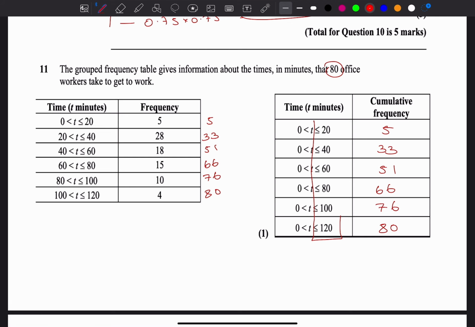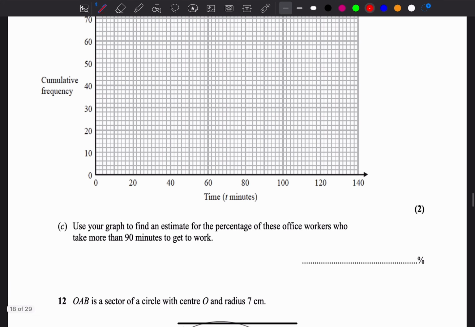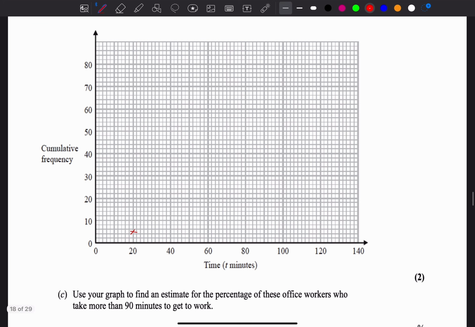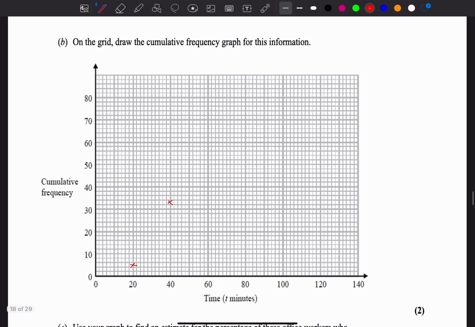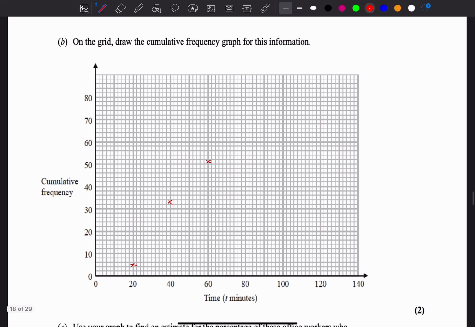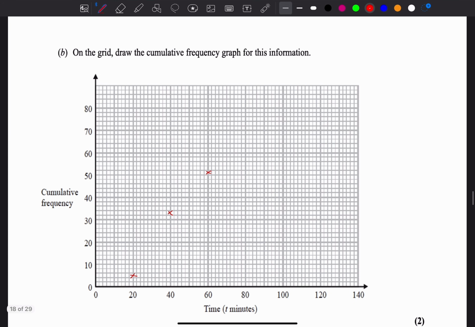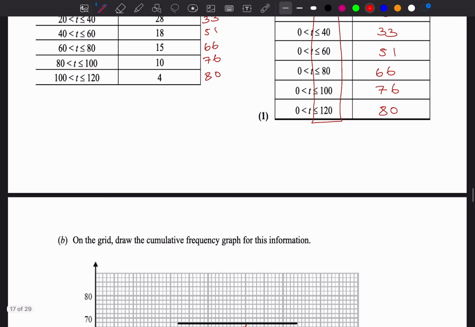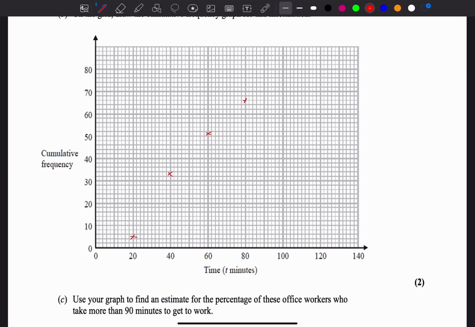Then remember, you always use the upper bound to draw them. 20 and 5. 20 and 5 is exactly in the center. 40 and 33. 60 and 51. 80, 66, 76. 70, 66, 76. And then I'm guessing it's 80.